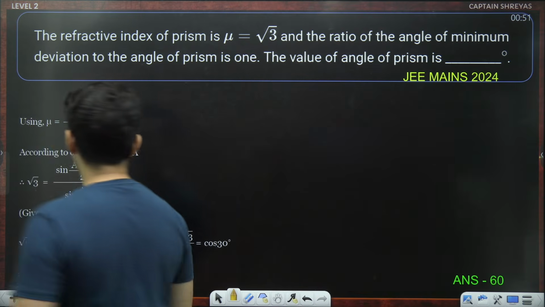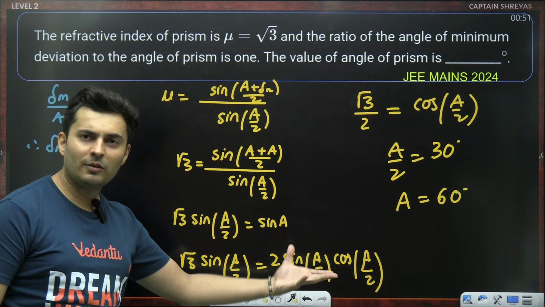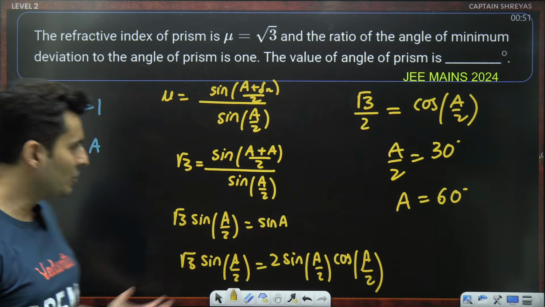So the angle of prism is how much? 60 degrees, which is perfectly correct. So a little bit of trigonometry definitely is involved in ray optics, and you should be well aware of it.